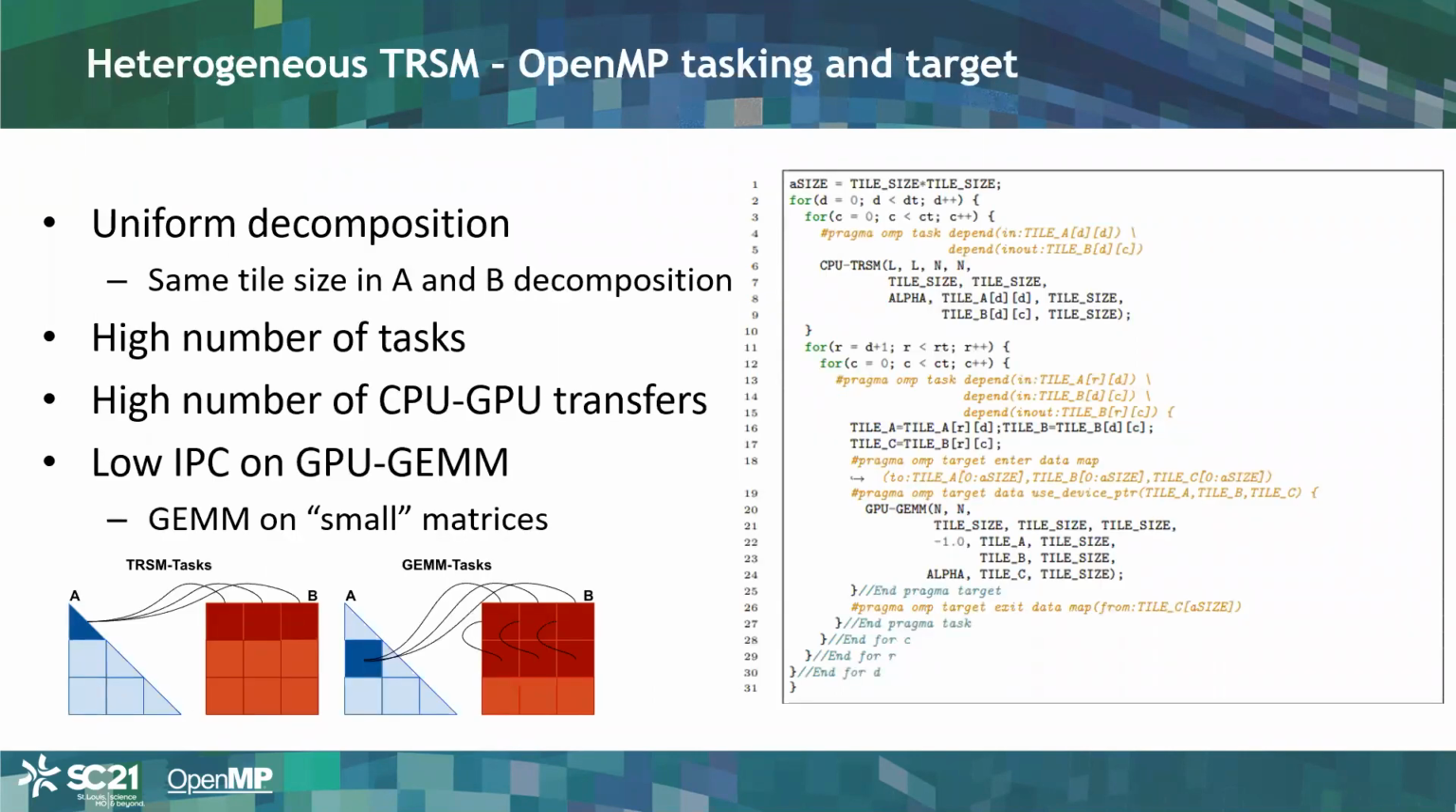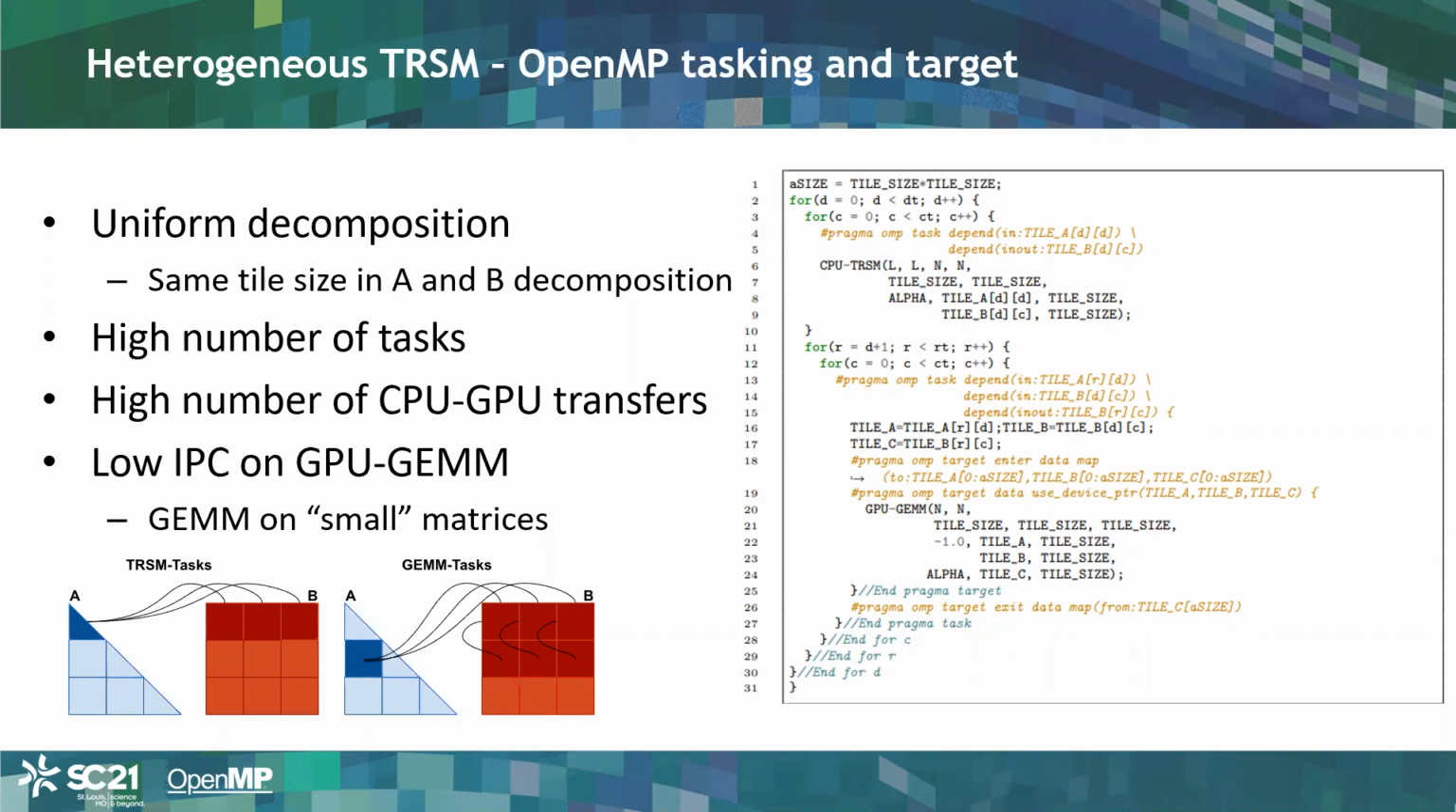First, here I'm going to present the first heterogeneous code that we implemented. For this code, we use a uniform decomposition. It means that we use the same tile size to decompose both matrices, A and B. If the tile size is not very big, we can have a high number of tiles and then a high number of tasks. So we have to be careful with the tile size that we use.